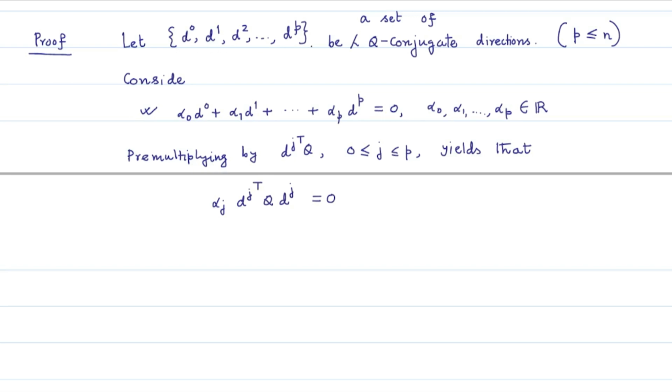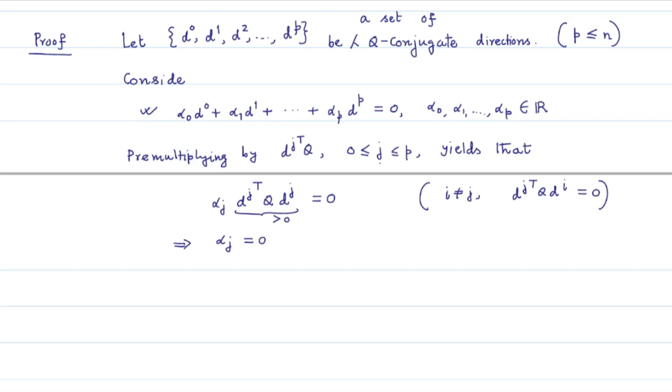Because all these vectors are q conjugate, for any i not equal to j we have dj transpose q di is equal to 0. Therefore when we pre-multiply by dj transpose q on both the sides, we get the leftover term on the left hand side as this term, and the rest of the terms are all equal to 0. This further gives that alpha j is equal to 0, because Q is a positive definite matrix and then this term is a positive quantity, and hence we get alpha j is equal to 0.